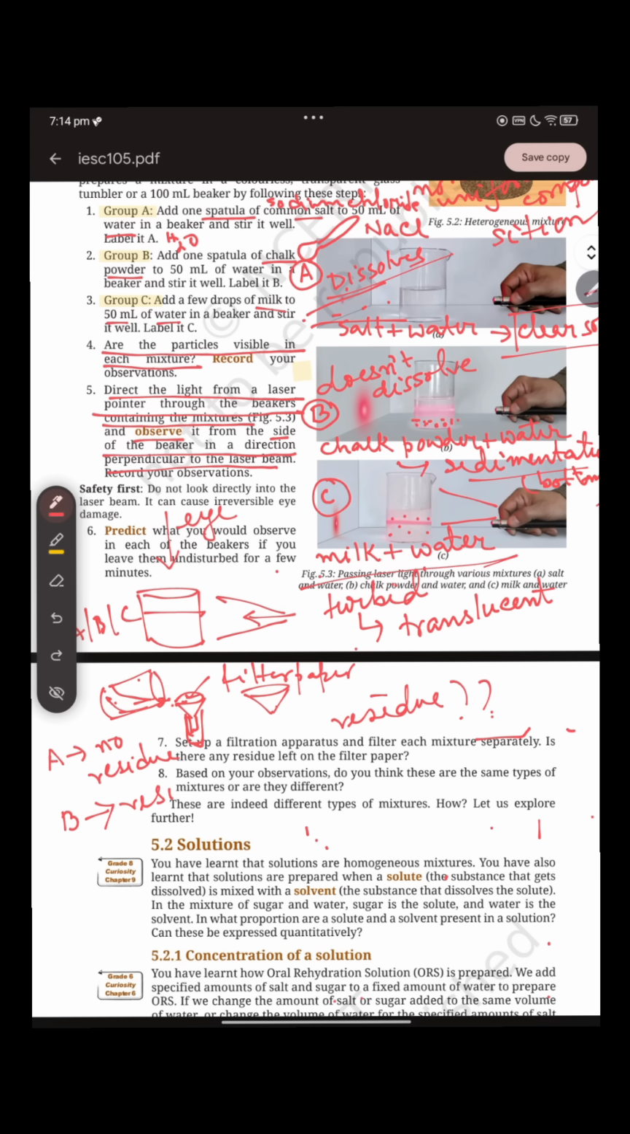There will be a residue of undissolved sand or chalk powder, whatever you have taken, because the size of the sand or chalk particles are greater than the size of the pores of the filter paper. Mark my words, size of the sand or chalk powder is greater than the size of the pores of the filter paper. So it is obtained as residue.